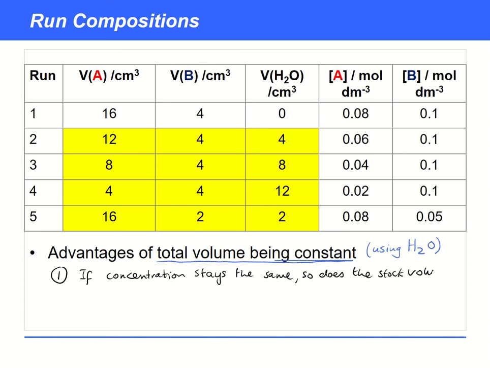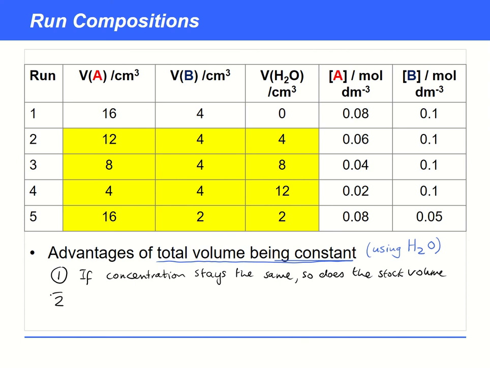So when we were doing our second problem here, where we had to find the volume of B needed in the second run, because the concentration was the same, I knew that the volume of B had to be 4 again. If I hadn't put any water in, when I'd reduced A, I would have also had to reduce the B just to keep the same concentration. But this way, the stock volume remains constant if the concentration remains constant.